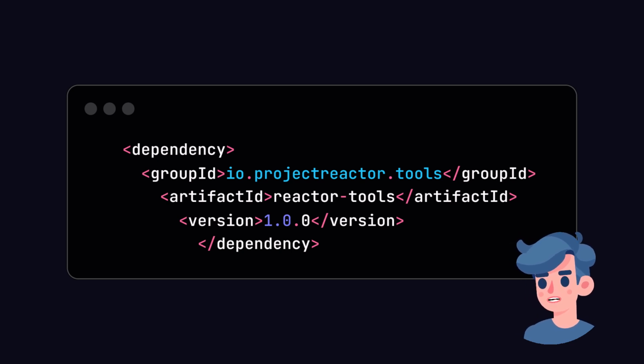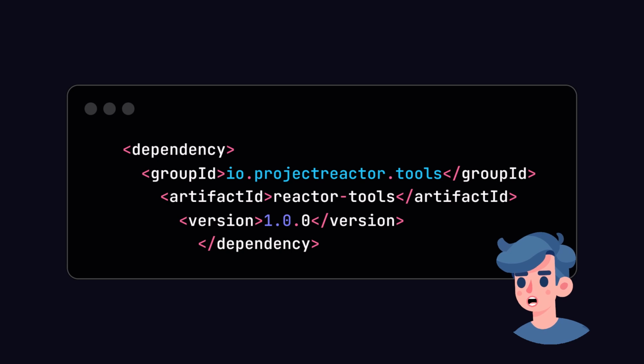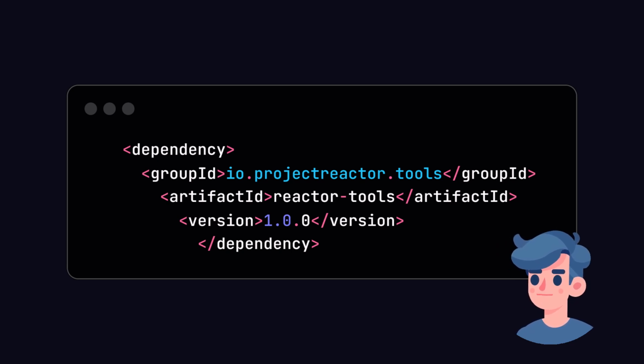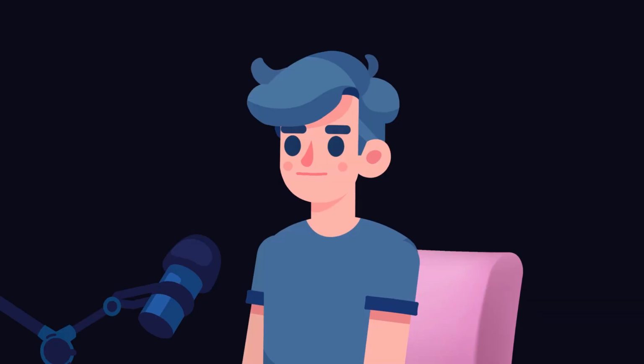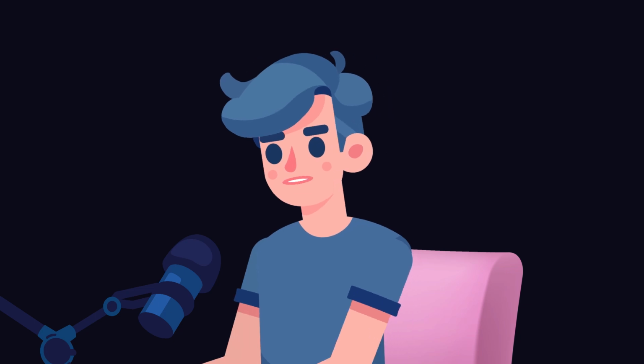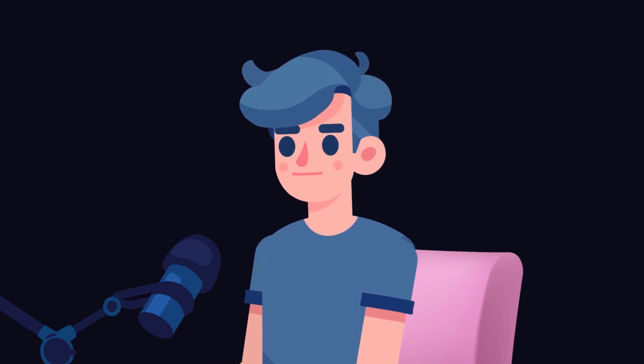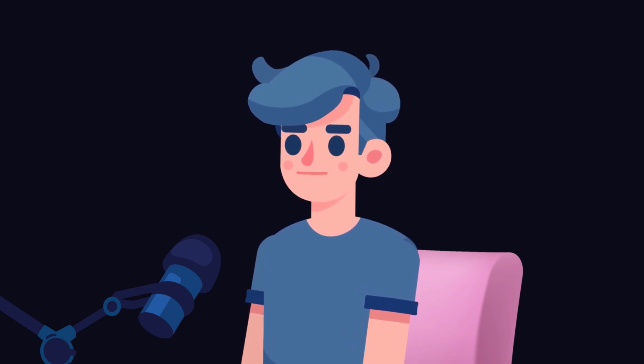Project Reactor provides Reactor Tools for enhancing debugging capabilities. To use it, let's first add this dependency to your pom.xml. Once you've added this dependency, you can enable debugging by calling Hooks.onOperatorDebug. This will allow you to view the stack trace of errors thrown in your reactive streams. Now running this code not only triggers the runtime exception, but it will also provide a detailed stack trace, which can significantly ease the debugging process.